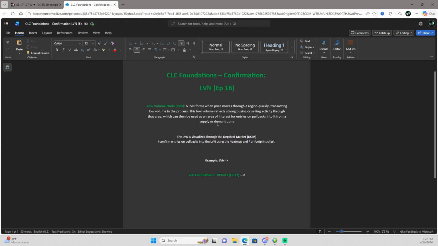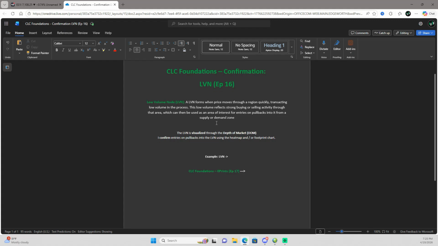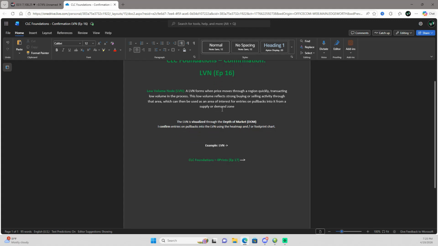And so the low volume node, for me personally, is visualized through the depth of market. The depth of market has a volume profile within it, a session volume profile, SVP for short, and it's essentially just showing us the total volume transacted at each price level throughout the session. So it's a very easy way for us to visualize that low volume node. You can, if you'd like, use a volume profile separate from the depth of market. I know many platforms offer the volume profile. It'll show you the same thing. It's just not visualized in the same exact way.